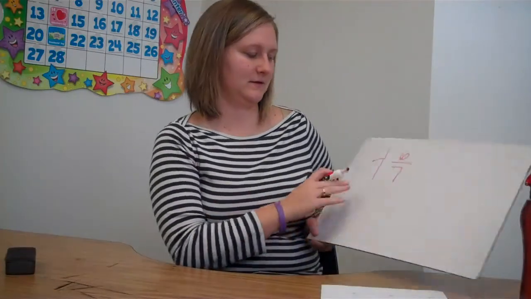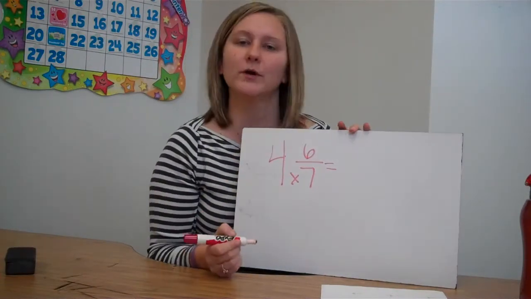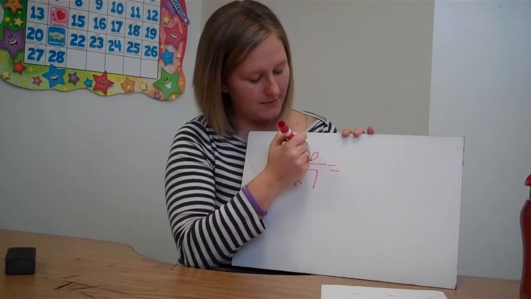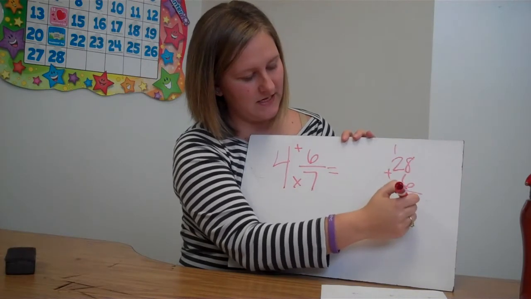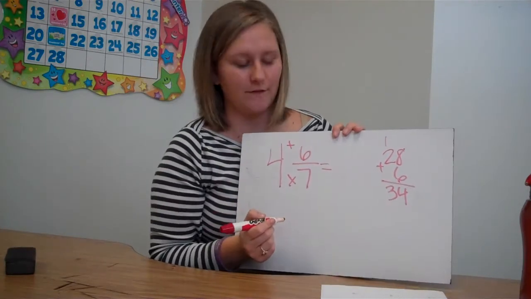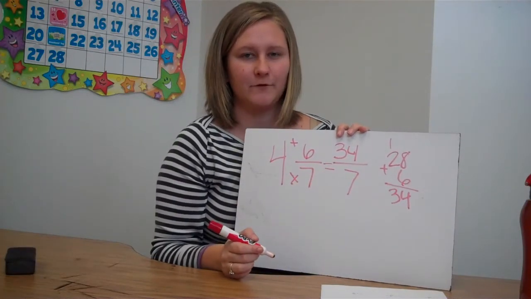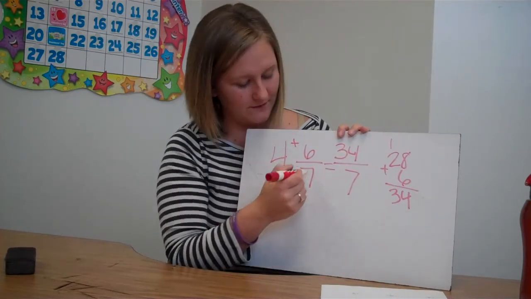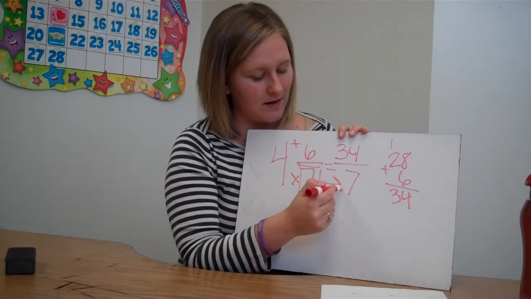Okay, next one is 4 and 6/7. Okay, I'm going to multiply my denominator by my whole number. 7 times 4 is 28, plus 6, so 28 plus 6, you should get 34. It would be 34/7. For 4 and 6/7 equals 34/7. Again, I do not change my denominator. My denominator stays the same.